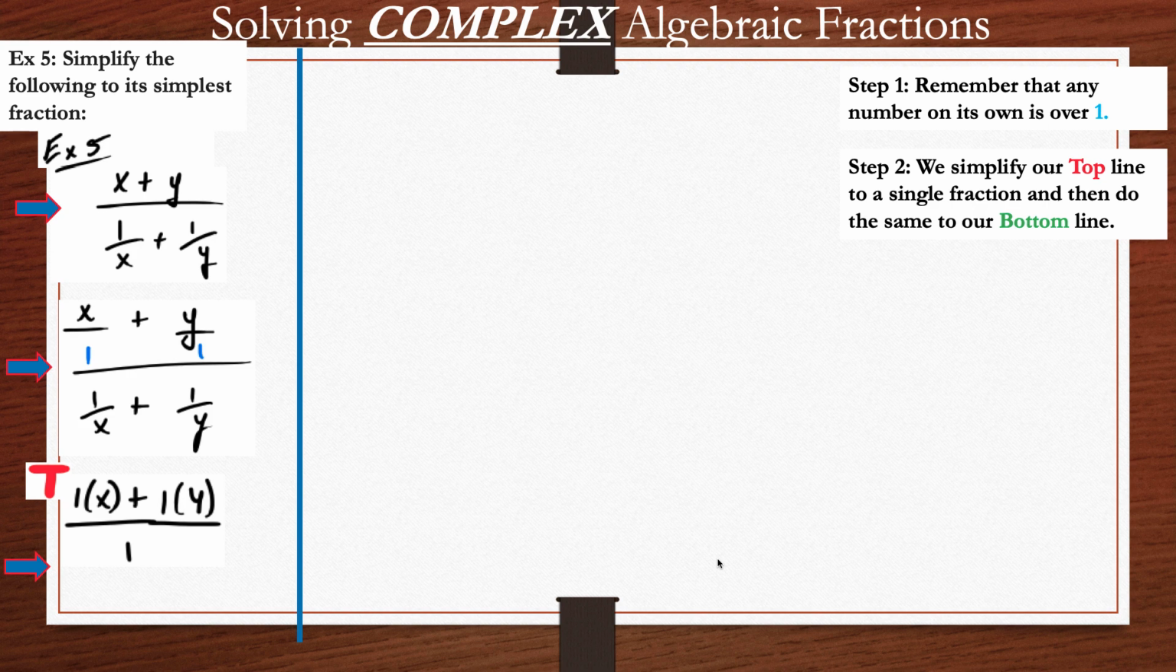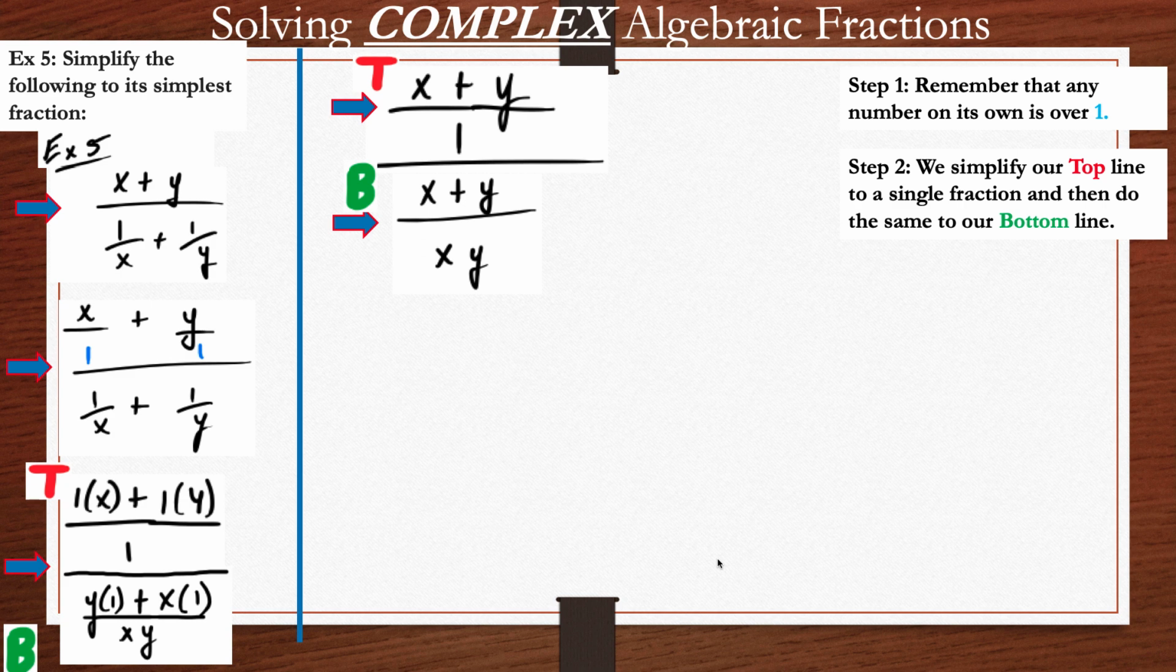So that's where we are. x plus y over 1, over x plus y over xy. All I need down here is the x in front of y. So we've now created a single fraction on the top and a single fraction on the bottom.